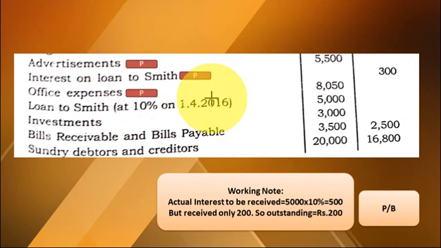Interest on loan to Smith. They have given the name Smith, 300. Office expenses, profit and loss account. Loan to Smith, in the bracket, they have given 10% on 1/4/2016. In the sense, in the beginning of the year, the loan was given to Smith. So the trader has given the loan to Smith at 10% interest.